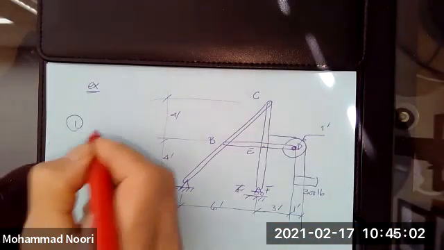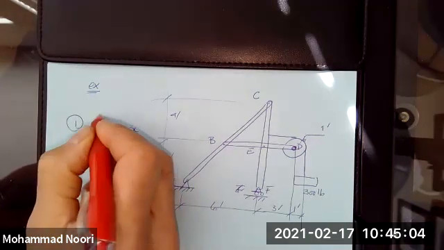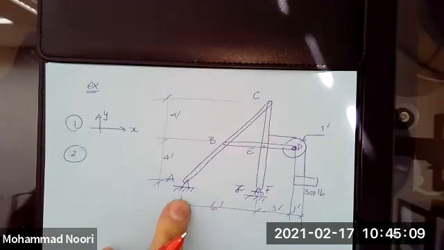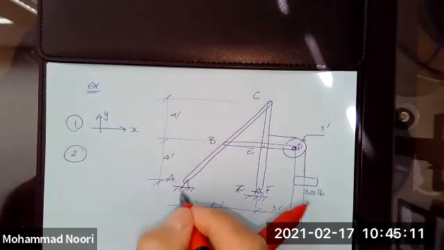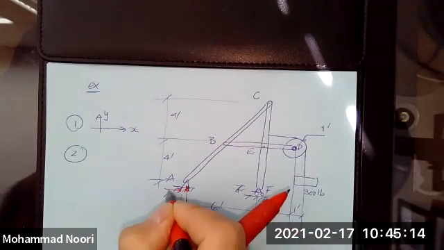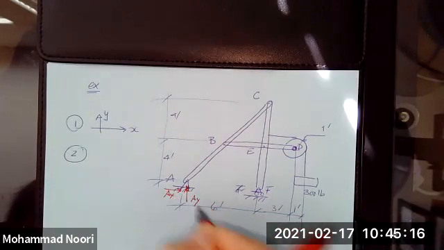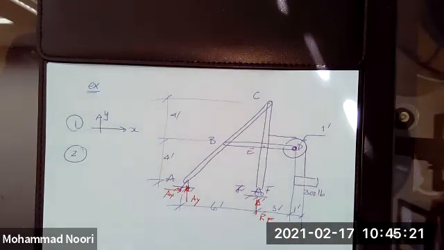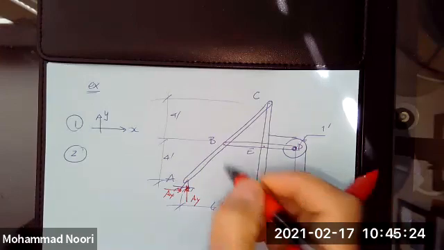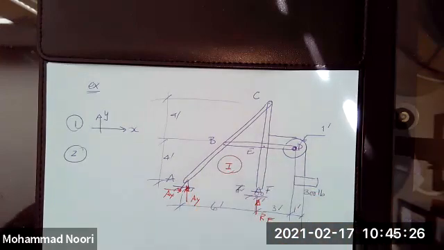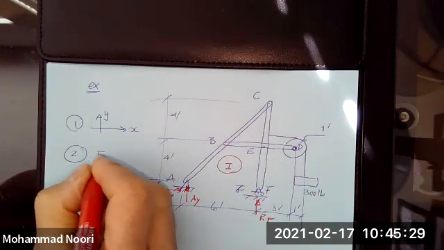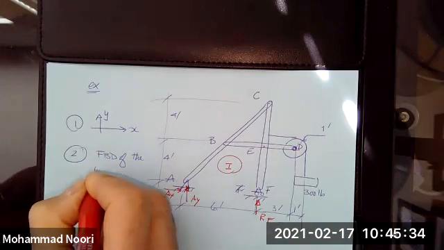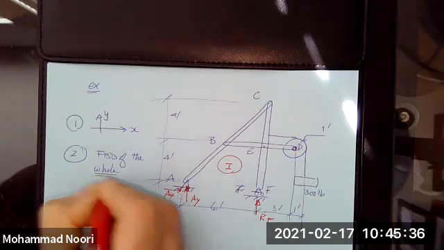Step number 1, this is my x, y coordinate. Step number 2, draw the free body diagram of the structure as a whole. Here you have a pin, so you have these two unknowns. Here you have a roller, so you have one unknown. So this is free body diagram number 1, the free body diagram of the whole structure.